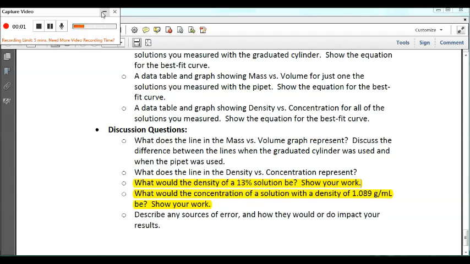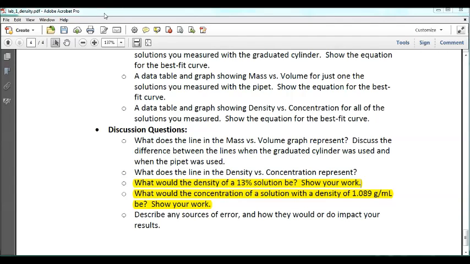Hi everybody. This video is going to show you a little bit about how to answer a couple of the questions that are in the discussion portion of your lab. I've highlighted them here in yellow so they're a little easier to see.